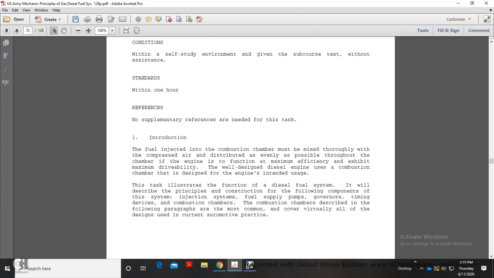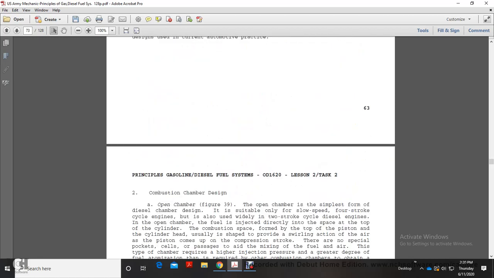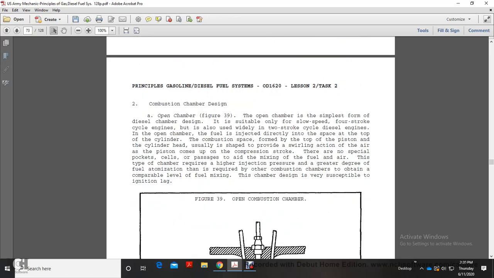It will describe the principal construction of the following components of the system: inspection system, injection system, fuel supply, pumps, governors, timing devices, and combustion chamber. The combustion chambers described in the following paragraphs are the most common and cover virtually all of the designs used in current automotive practice.